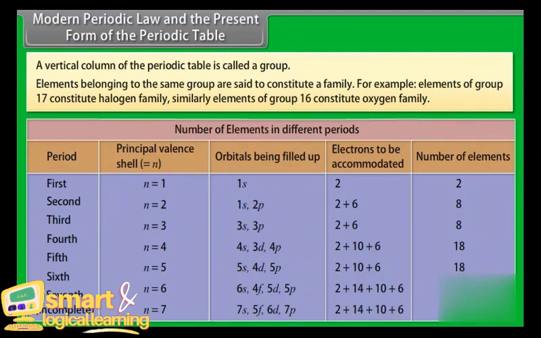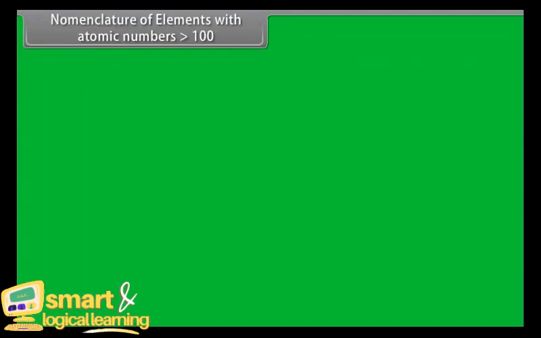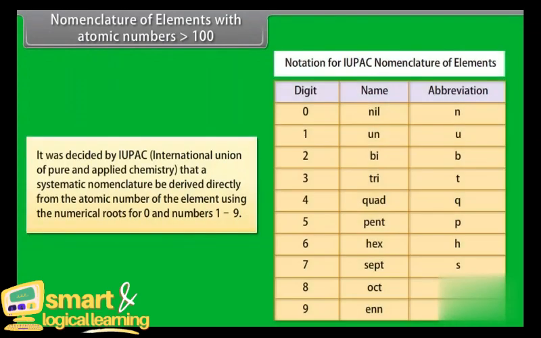Similarly, elements of group 16 constitute the oxygen family. Nomenclature of elements with atomic numbers greater than 100. It was decided by IUPAC, the International Union of Pure and Applied Chemistry, that a systematic nomenclature be derived directly from the atomic number of the element using the numerical roots for 0 and numbers 1 to 9.